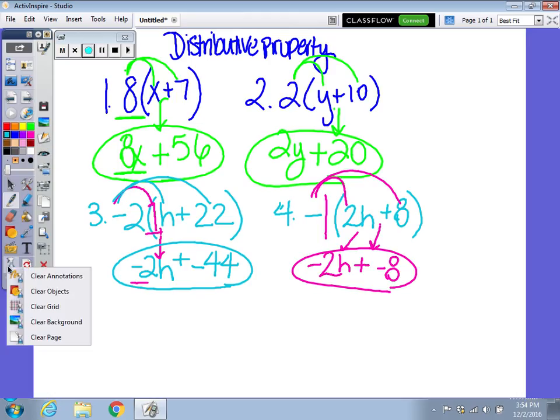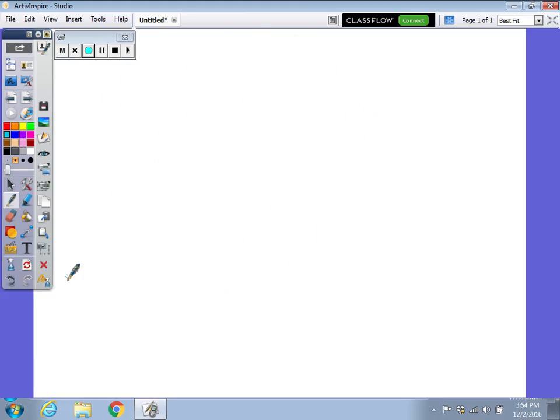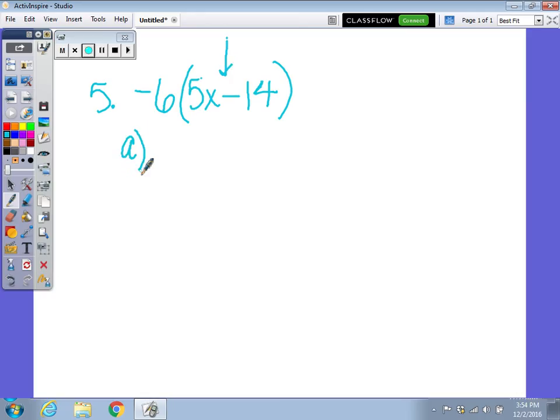Okay, I'm going to clear this so I have more room to work. We're still sticking with the distributive property, but now it's going to get a little more challenging because we have some negatives in here. So we have -6 times this difference of 5x and 14. So the big difference here is that now we're dealing with a subtraction sign, okay? So I'm going to show you 2 different ways to solve this. Option A is like we've been doing.